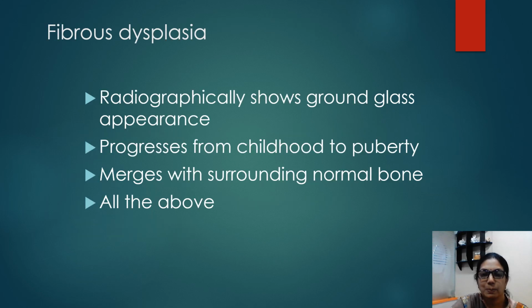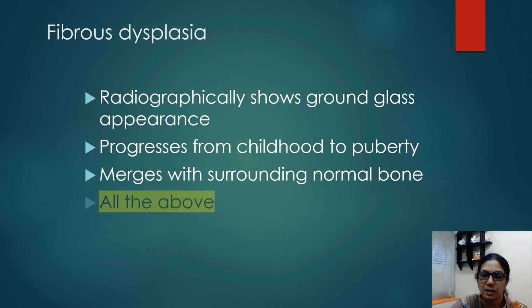Next, fibrous dysplasia. So it radiographically shows ground glass appearance, progresses from childhood to puberty, and merges with the surrounding normal bone, or all this will appear in fibrous dysplasia. The answer is all these are the characteristic features of fibrous dysplasia which will help in the diagnosis.